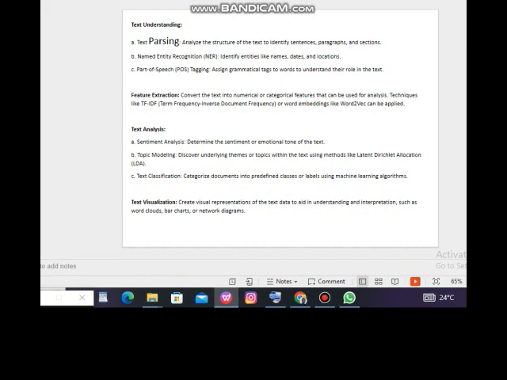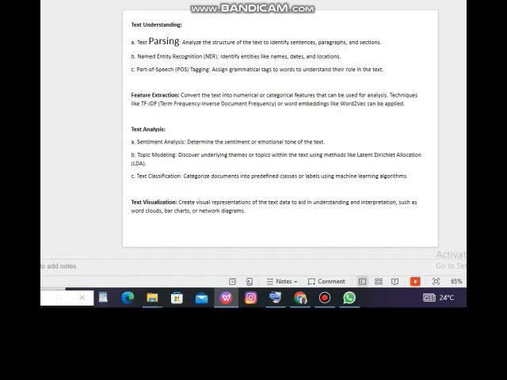Text analysis. Sentiment analysis. Text analysis involves sentiment analysis. You have to determine the sentiment or the emotional tone of the text. Topic modeling. Discover the underlying themes or topics within the text using methods like latent Dirichlet allocation or LDA.